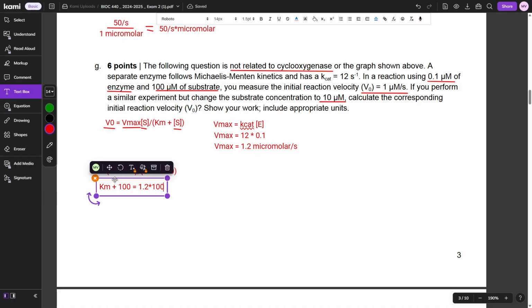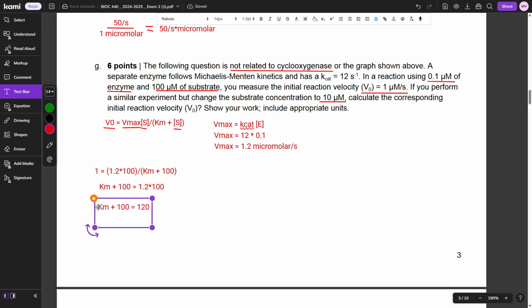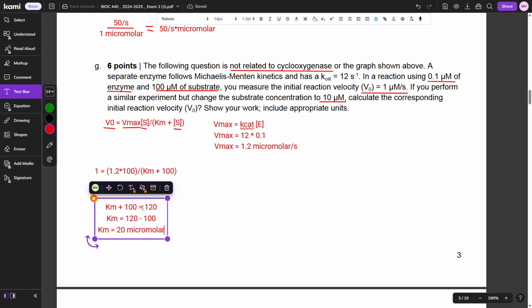Now all I have to do is a little bit of solving. I know that Km plus 100 equals 1.2 times 100, which is 120. Then all I have to do is isolate that Km. So Km is going to equal 120 minus 100. And remember, these are in micromolar, so Km is going to equal 20 micromolar. So I've solved for Km now. All I've got to do now is plug this back into the V naught equation, and solve for the new V naught. Does that make sense? All right, let's go ahead and do that.